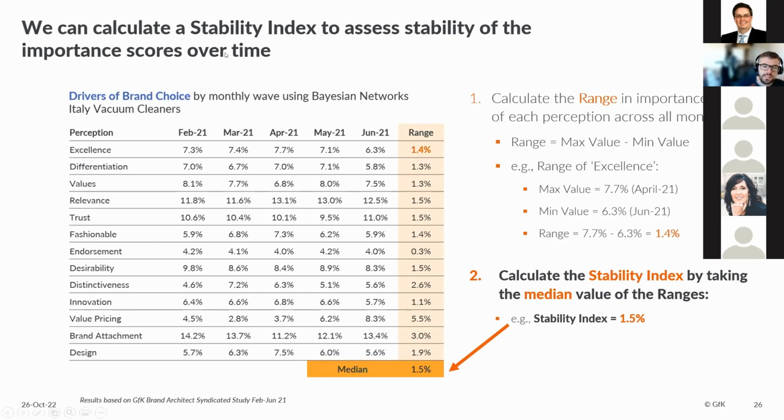But to do this, we've created a stability index. And the way we've done this is that we calculate the importance score of each of the perceptions in each of the waves. And then we look at the range of these importance scores across those 5 monthly waves. And then we take the median value of these ranges of the importance score across all perceptions. And this gives us a stability index. And the lower this score, the more stable the results. And conversely, the higher, the less stable.